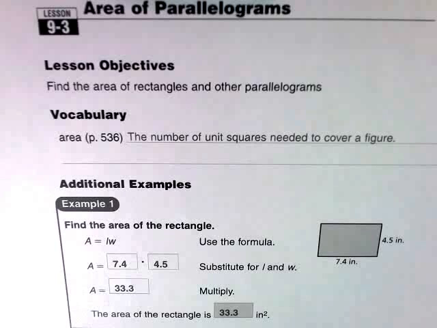Now, even though the section is entitled Areas of Parallelograms, realize that, as we learned yesterday, the idea of a parallelogram is a pretty vast topic, because a rhombus and a square and a rectangle are all specific types of parallelograms. So they're really grouping all of those into this one section. So that's what you need to be aware of.